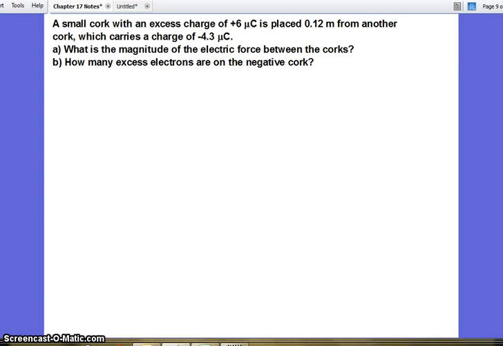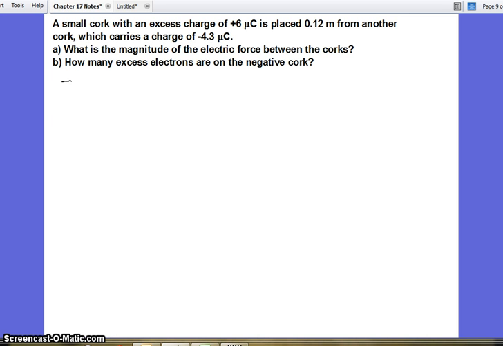In this problem on electric force, we're given that a small cork with an excess charge of positive 6 microcoulombs is placed 0.12 meters from another cork which carries a charge of negative 4.3 microcoulombs. First part asks, what is the magnitude of the electric force between the corks? And the second question asks, how many excess electrons are on the negative cork?